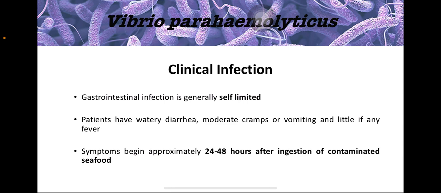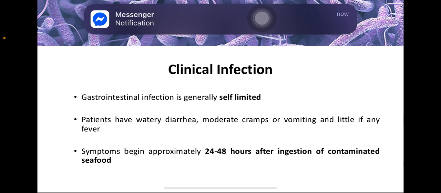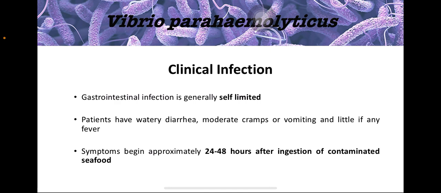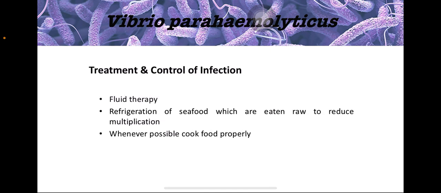For the clinical infection, it is usually self-limited. Symptoms would include watery diarrhea, cramps, vomiting, minimal fever. Usually it begins 24 to 48 hours after eating contaminated seafood. So for the treatment, it is mainly fluid therapy since disease is usually mild. Control measures include proper refrigeration, cooking seafood thoroughly, and then one important laboratory feature is the so-called Kanagawa phenomenon.